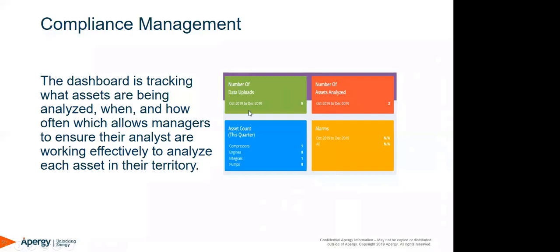You've got the number of uploads per quarter. This could be changed to monthly, yearly, quarterly, whatever it needs to be for a company or customer. The number of assets that have been analyzed, and then we break that number down into how many compressors, how many engines, how many integrals, and then alarms can be set up. We'll get to the alarms here in just a few minutes.